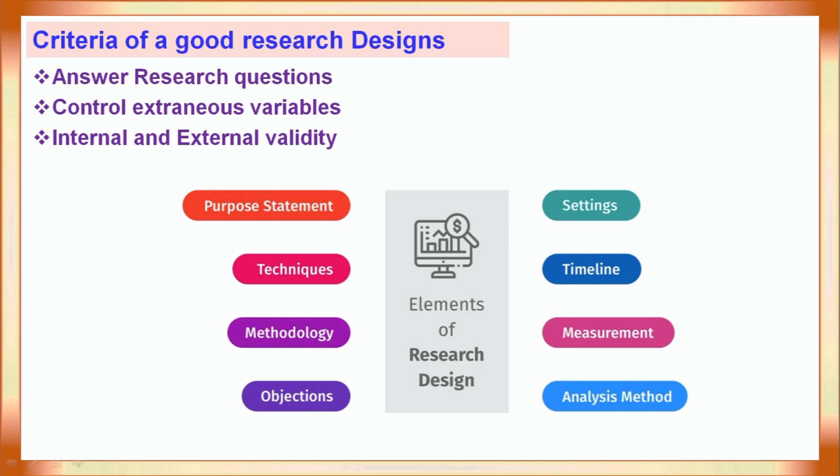Three important criteria should be fulfilled when you design your research. The first is that whatever research design you use, it should answer the research question. The second is that the design is efficient enough to control the extraneous variables. The third is internal and external validity. Internal validity means you are sure that the independent variable is causing the change in the dependent variable, and external validity means that the relation you find in your research is applicable to the broader environment. That is the simple concept of internal and external validity.